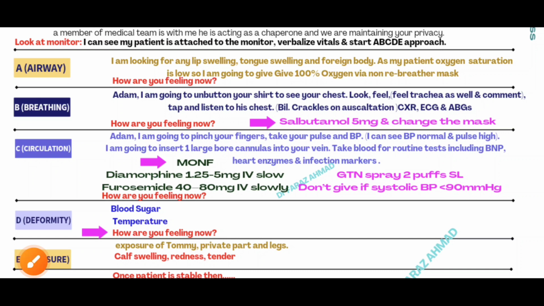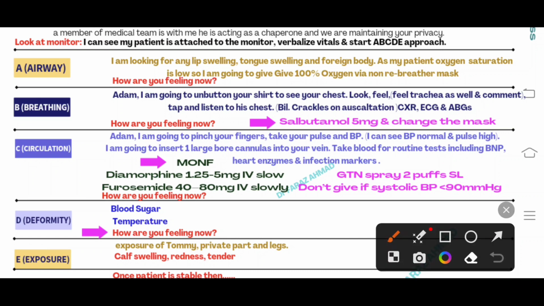So you have done the A, then you will move to the B. What is B? B is breathing. You will say, Adam, I am going to unbutton your shirt to look at your chest, to feel the trachea, and you will comment on the position of the trachea, and tap and listen to the chest. You will simply say, Adam, I am going to unbutton your shirt to look, feel, tap and listen to your chest. When you listen to the chest, in the heart failure station, you will hear bilateral crackles on auscultation. Sometimes you can hear wheeze as well.